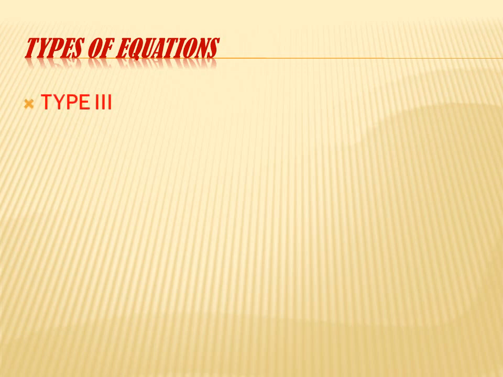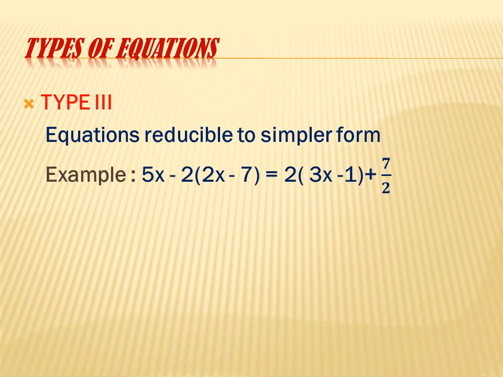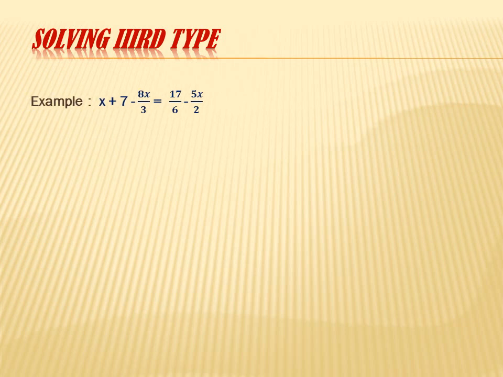Now in the next part, we have types of equation, next type of equation, and that is the third type. And here we have equations reducible to simpler form. It is clear from the name itself that the equation will not be simple. That's why we have to reduce it to simpler form. So in the example, we have 5x minus 2, which involves what? Bracket, opening of the bracket concept. Now let us move to the solving part of this kind of equations. Let us have an example. We have taken our example.